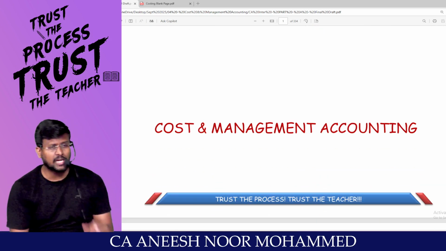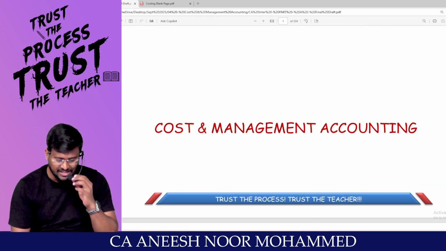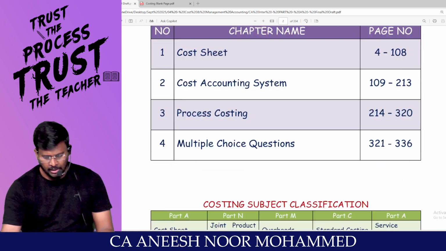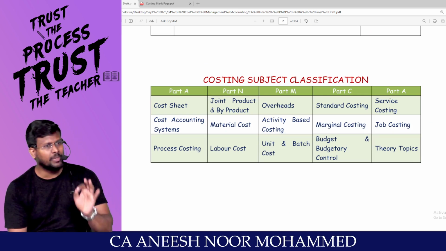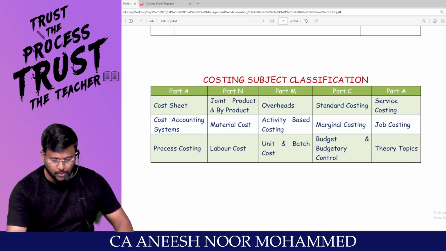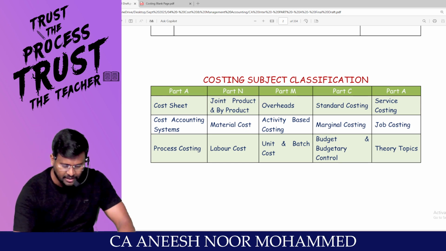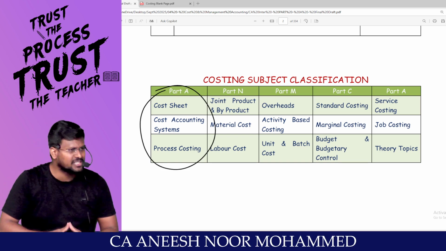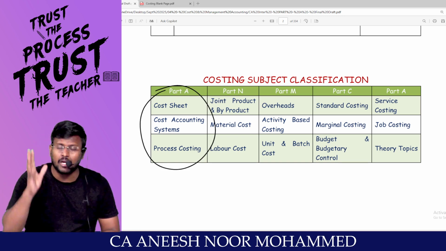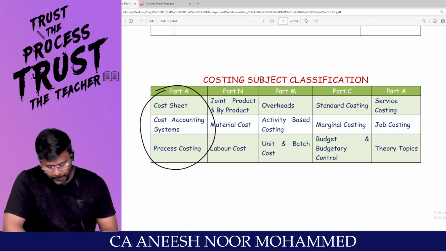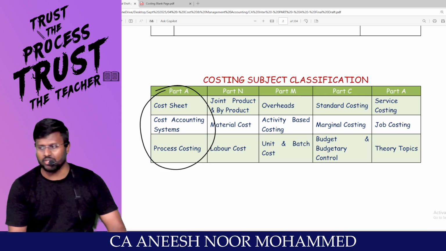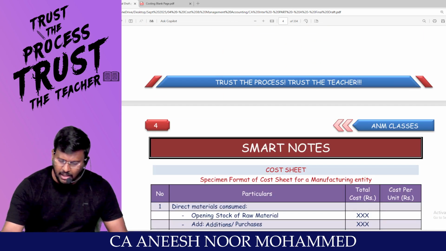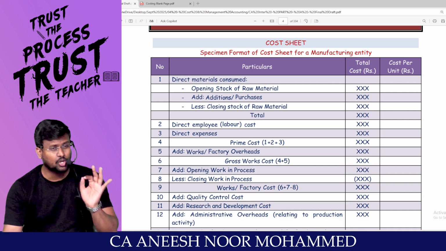Sir, we are going to start a super and fantastic subject called cost and management accounting. What are the chapters to be studied? In Part A, these are the 3 chapters: Number 1, cost sheet. Number 2, cost accounting system. Number 3, process costing. In this slot, we are going to start with the first chapter called cost sheet.